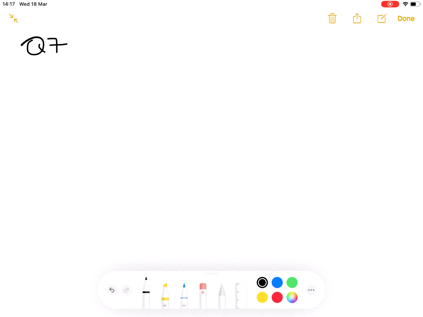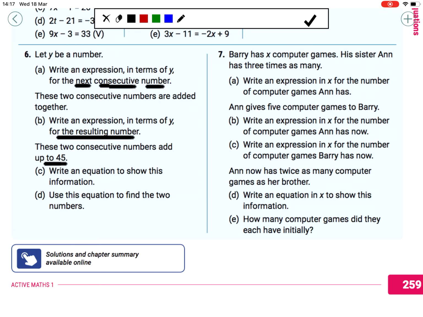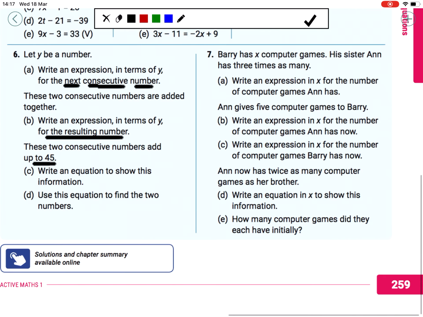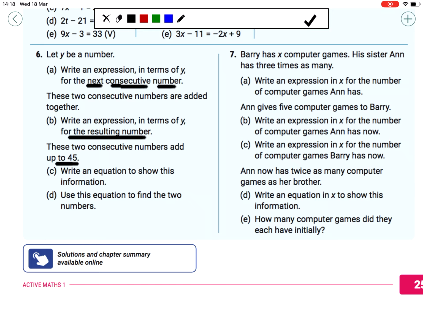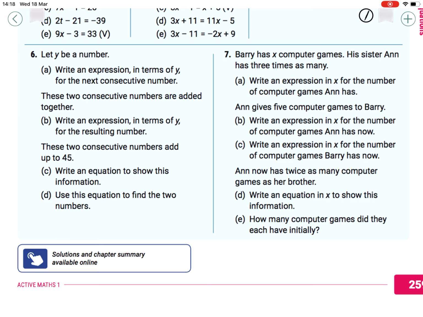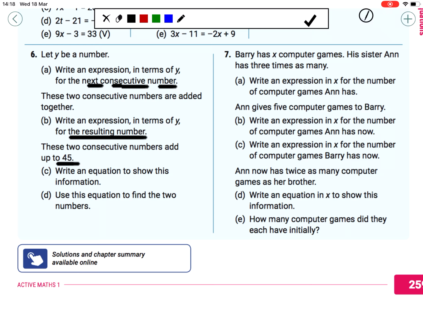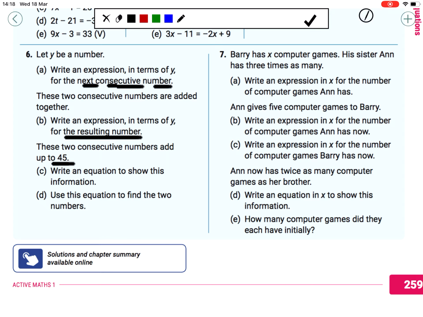So we're starting question 7, and I'll go back and check what it says now. So, question 7. Barry has X computer games. His sister Anne has 3 times as many. Let's go blue here. 3 times as many. So, again, it's not working. Hold on for a second. I'll go back to that. No. So 3 times as many. Doesn't matter. Barry has X computer games and his sister Anne has 3 times as many as him.